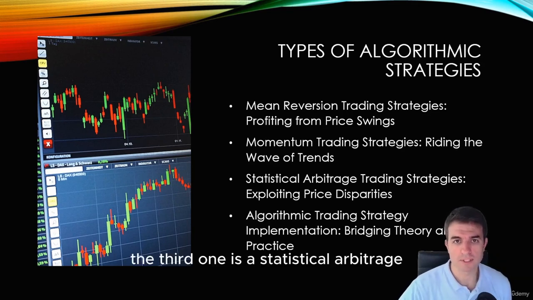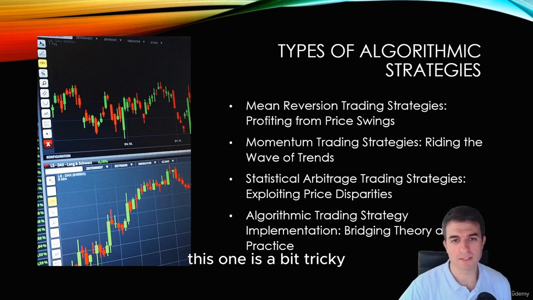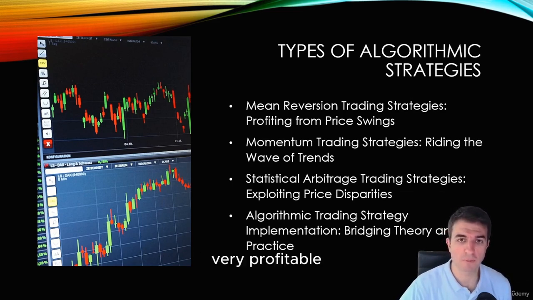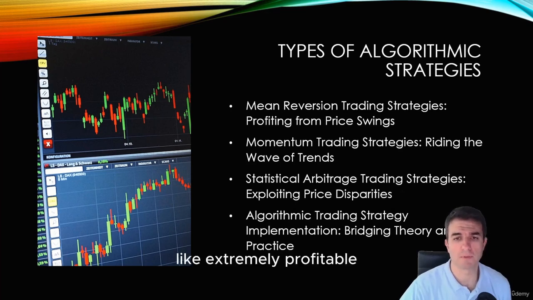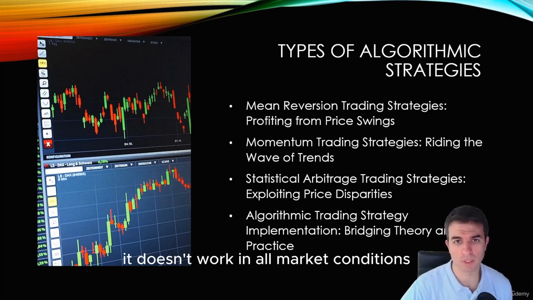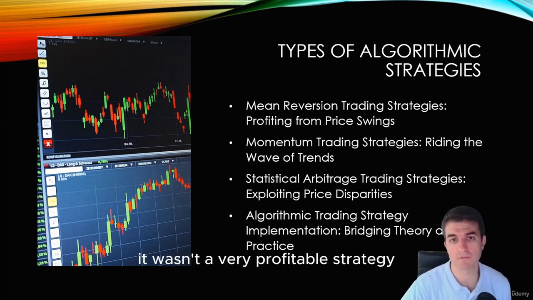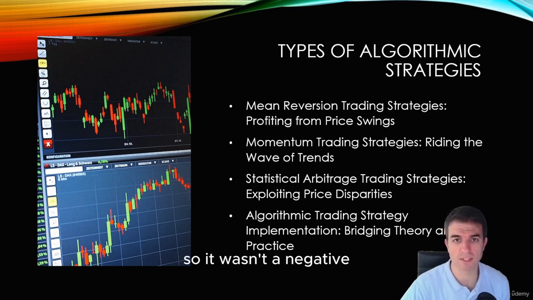The third one is statistical arbitrage, exploiting price disparities. This one is a bit tricky, in my opinion. I did try it at some time, and it was very profitable, like extremely profitable. It felt too good to be true. But then again, it doesn't work in all market conditions, because at other times it wasn't a very profitable strategy. So it wasn't a negative.